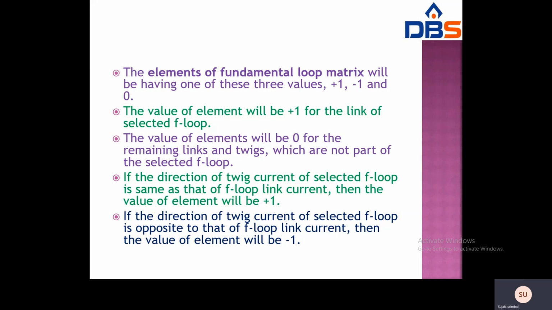If the twig current of the selected f-loop is the same as that of the f-loop link current, then the value of the element will be positive. If the direction of the twig current of the selected f-loop is opposite to that of the f-loop link current, then the value will be negative.